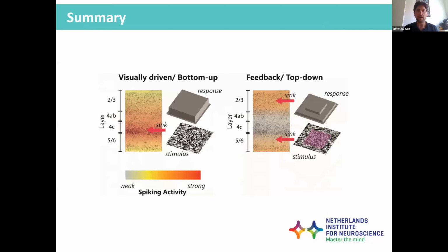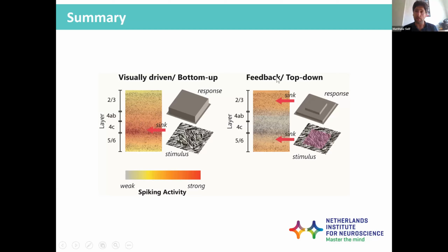Okay, so just to sum up, we've looked at 2 very different functions of visual cortex, where the layers play quite different roles. Visually driven bottom-up activity: we drive visual cortex with a stimulus, which creates a very strong activity in layer 4C with activity descending or sloping away from layer 4C. And that was true both in the spiking activity and in the laminar BOLD signal.